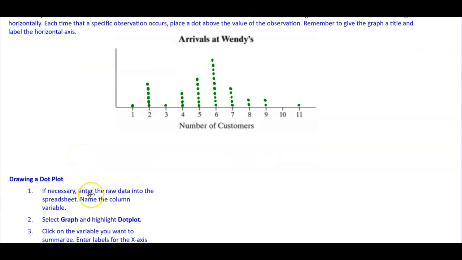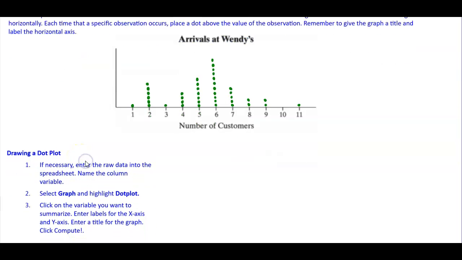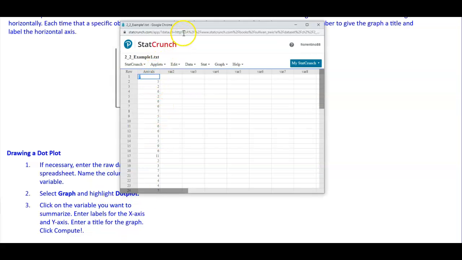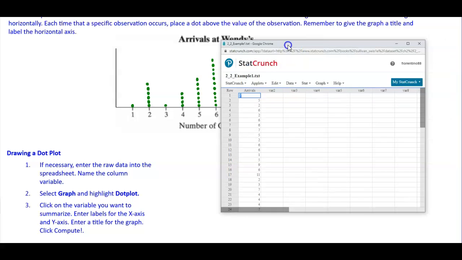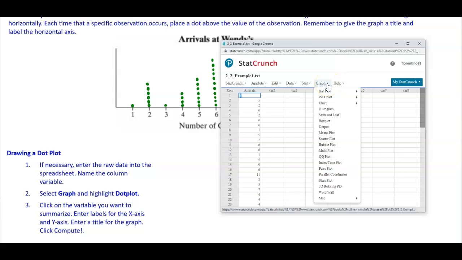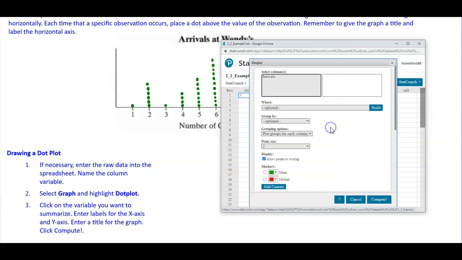Okay, so now let's go ahead and do this on StatCrunch. So, drawing a dot plot on StatCrunch. Now again, if necessary, we're going to enter the raw data into the spreadsheet, and then we're going to name the column variable. So here is the spreadsheet. We have our arrivals, or we can say number of customers. Then we're going to select Graph, and go all the way down to Dot Plot, and then select arrivals.